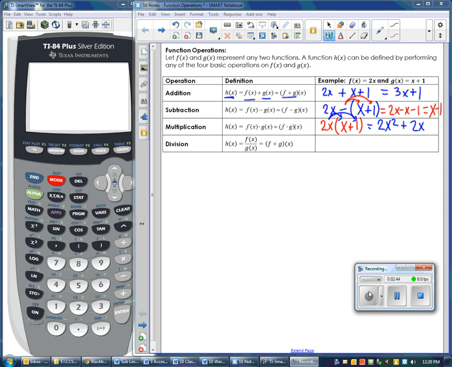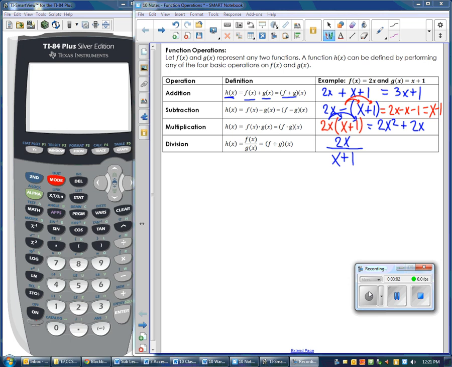Division at this point, there's really not going to be much you can do. Once we get into quadratics and factoring, we'll talk about how to simplify. But at this point, if I'm dividing f of x by g of x, it's simply going to be 2x over x plus 1. If it is something that you can simplify, great.